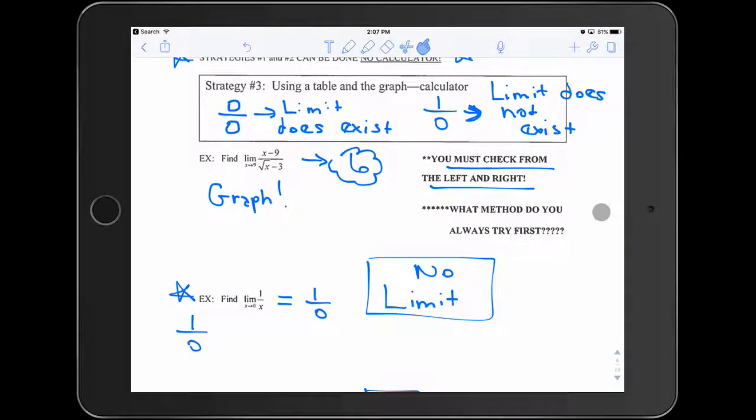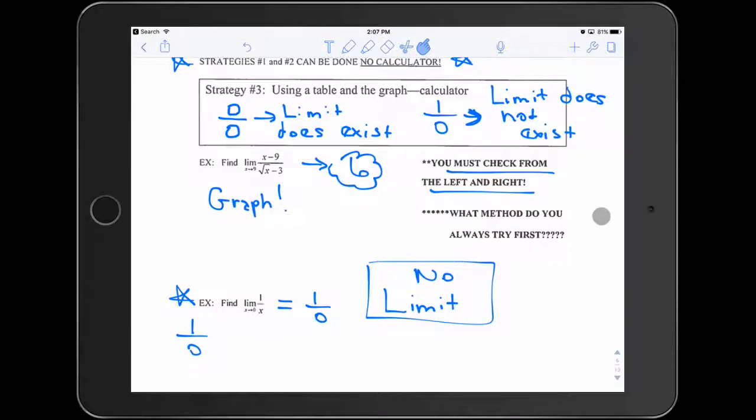And then last but not least, look at your 0 over 0 or 1 over 0 and note that the limit does exist if you have a 0 over 0 pattern, and the limit does not exist if you have some sort of number. I shouldn't say just the number 1, some sort of number, any number. It could be 20 over 0, but if you have a number over 0, the limit will not exist.